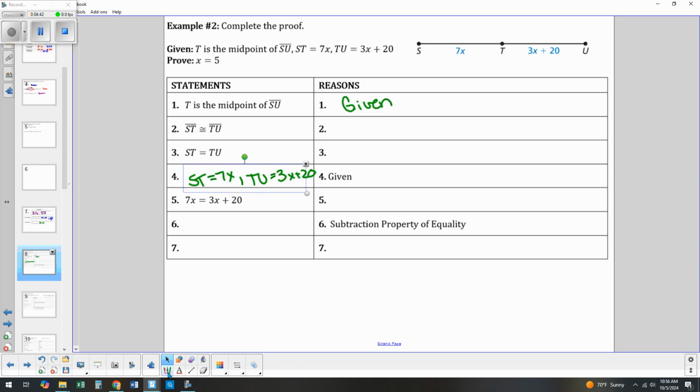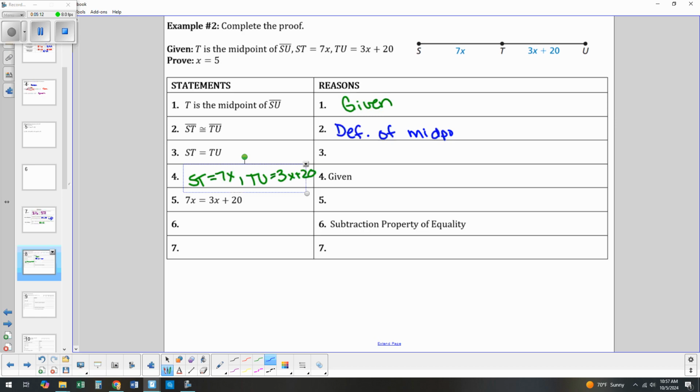So now I'm looking for each step. I'm trying to figure out what allowed me to say this step. And oftentimes, what allows me to say this step came immediately before it. Not always, but oftentimes. So here, I'm saying that segment ST is congruent to segment TU because T was the midpoint of segment SU. So the reason I'm able to say those are congruent is by the definition of midpoint.